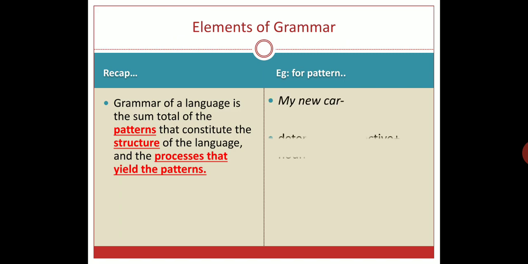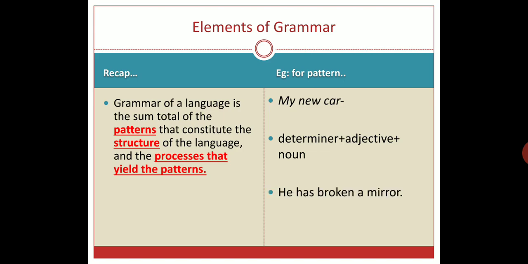Let's look at an example, my new car, in which you can identify the pattern as determiner, adjective plus noun. My is called determiner in English. New is a word that describes the noun, so you call it an adjective, and car is a noun.